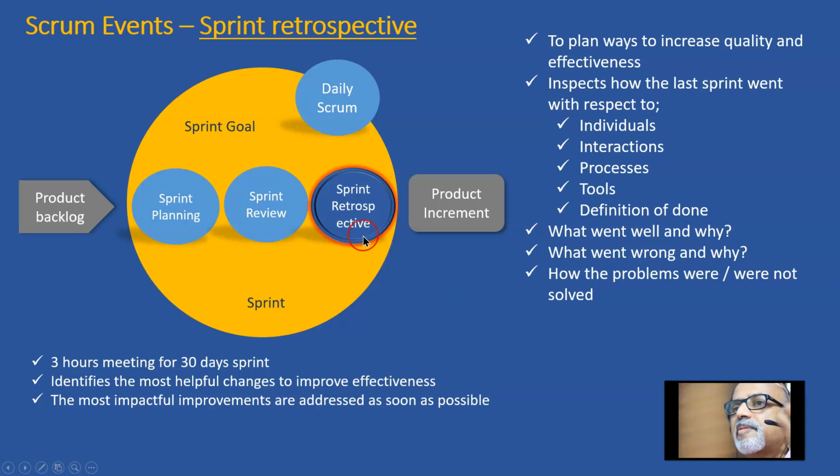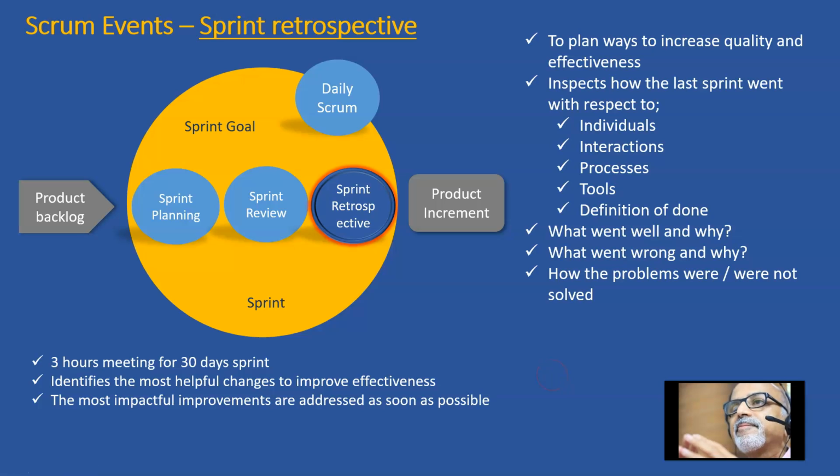Then comes the sprint retrospective. To plan ways to increase quality and effectiveness, the team inspects how the last sprint went with respect to individuals, interactions, processes, tools, and the definition of done. What went well and why, what went wrong and why, and how the problems were and were not solved. It is a 3-hour meeting for a 30 days sprint, and it identifies the most helpful changes to improve effectiveness. The most impactful improvements are addressed as soon as possible.